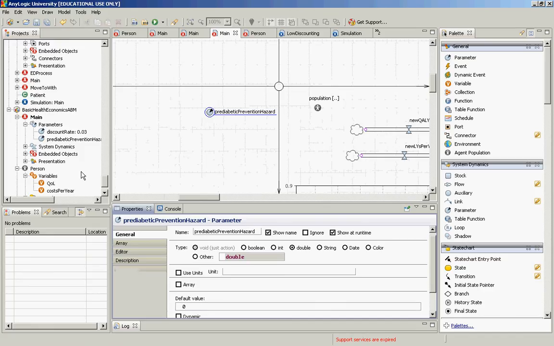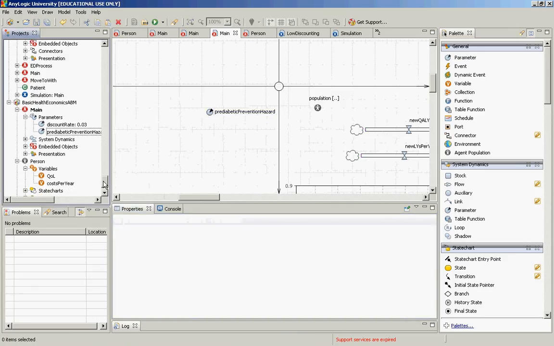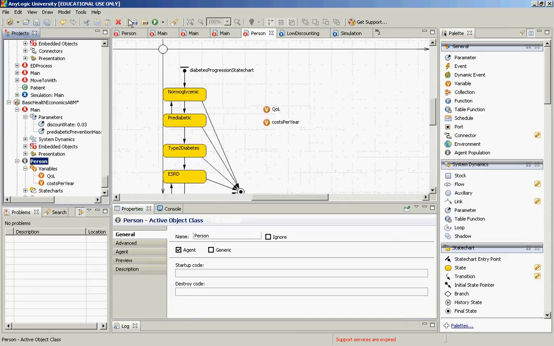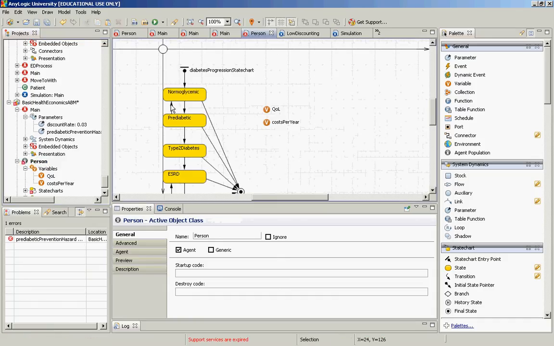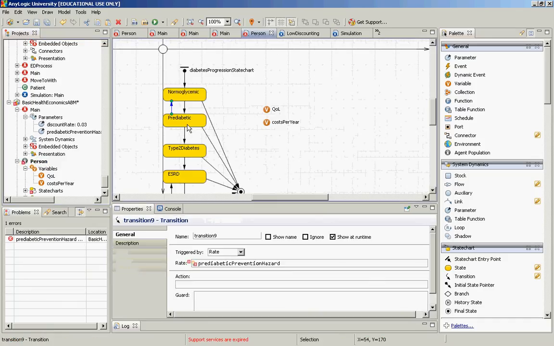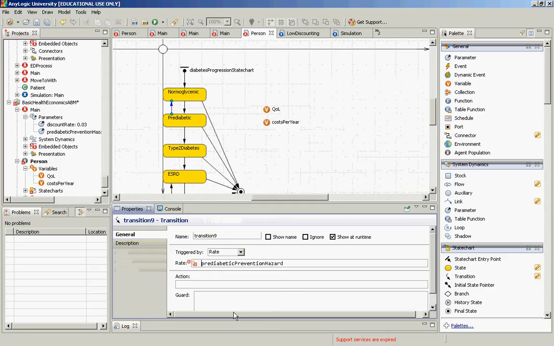Now, since we moved it to main, a person's going to have problems because it can't find it. When we tell it that there's a rate to go back from prediabetes to normal glycemic, it doesn't know where to find it, and that's because it lives in main. It doesn't live here. So we have to ask ourselves, hey, get my associated main class and get the prediabetes prevention hazard from that. I apologize if this is confusing.